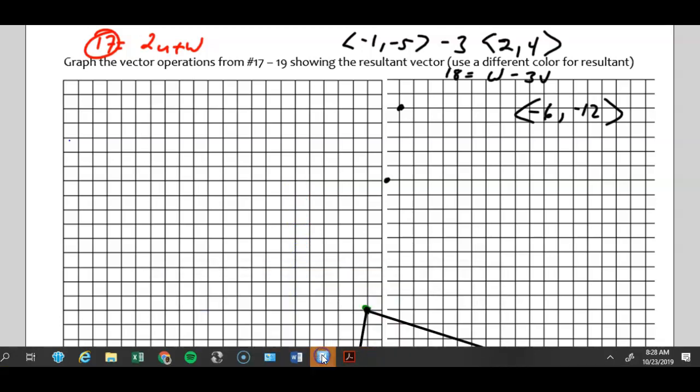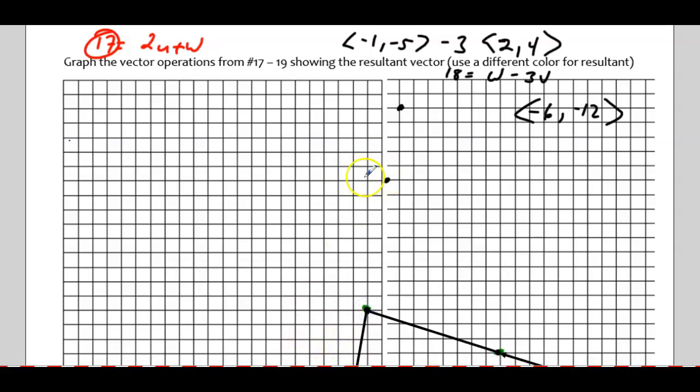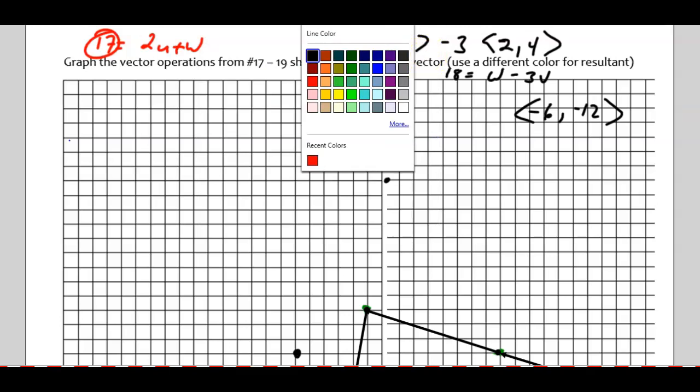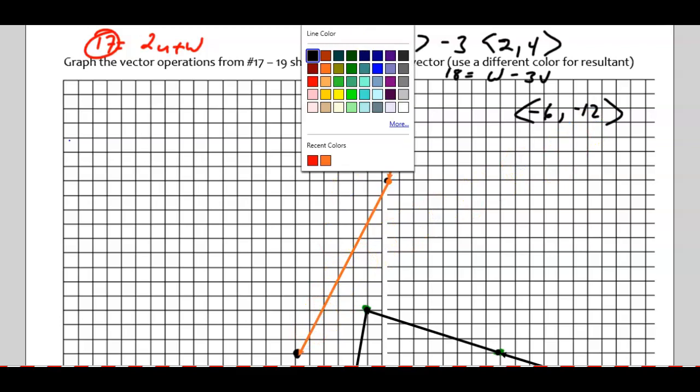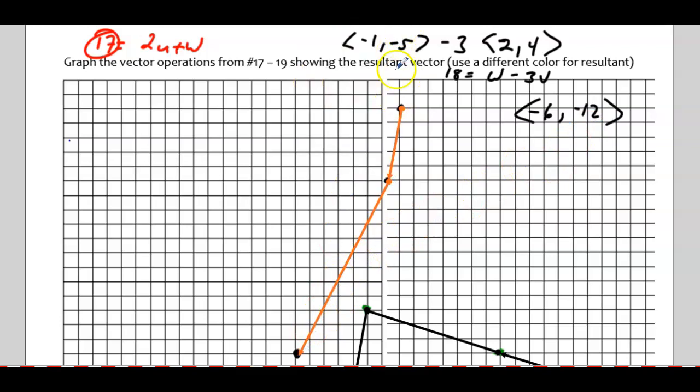Oops, I need more space. Shoot, I had to recount. 1, 2, 3, 4, 5, 6. 1, 2, 3, 4, 5, 6, 7, 8, 9, 10, 11, 12. So right there. Now let's connect the dots. We'll use orange. So we've got that line there, that's w, and then this is 3v right there. Our conclusion is if we connect our beginning and our end, right there, that red line. Alright, cool. Questions, comments, or concerns?